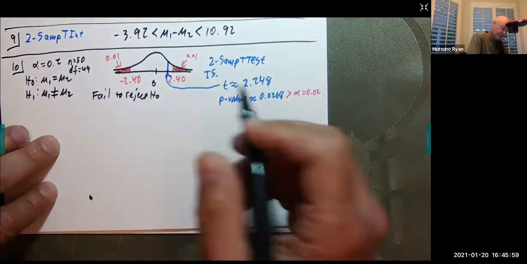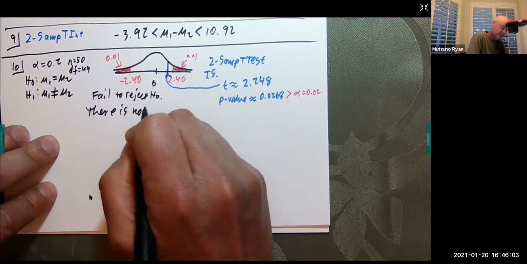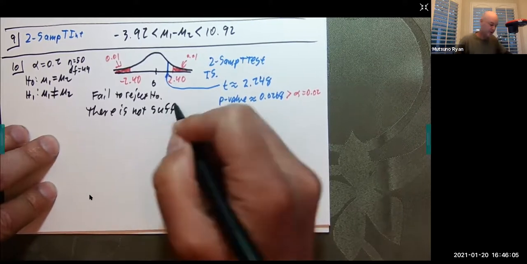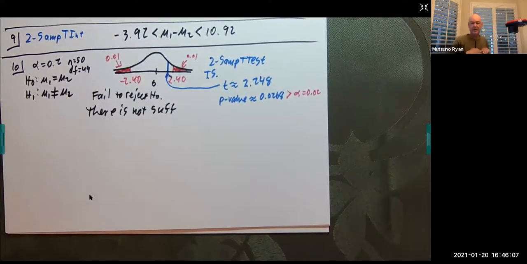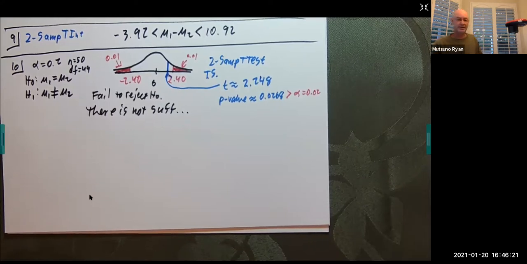H naught. So there is not sufficient evidence to support the claim that the two different companies are different. Again, so we can speed this along, you can write your own sentence. Moving on to problem 11. Now, problem 11, we're finding the difference between these two dependent sets.